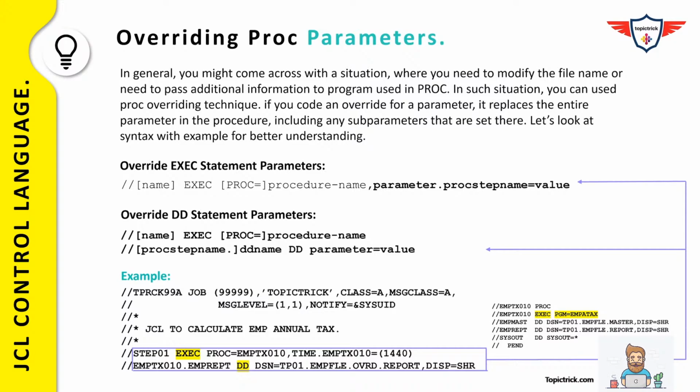So with the help of the override proc technique, you can modify or change any of the keyword parameters which are defined on the execute statement or on the DD statement. In fact, you can use the proc overriding technique to change the file name or override the file name which is defined in your catalog procedure. And the best part is you are not required to change anything in your catalog or Instream procedures. Now let's talk about another important topic, that is JCL symbolic parameters.